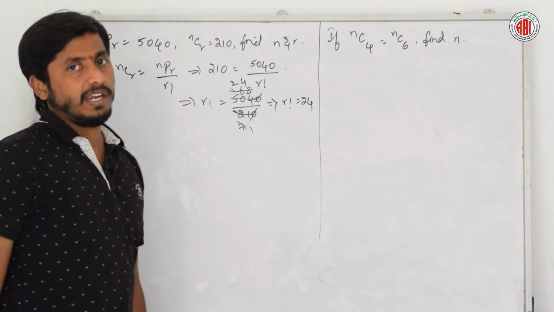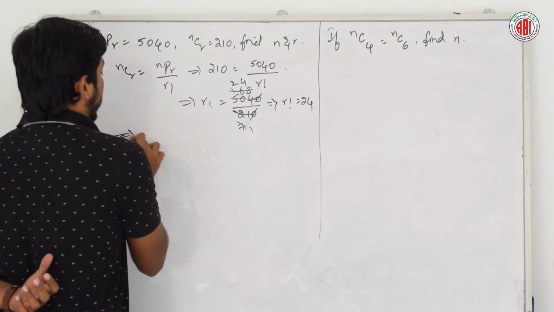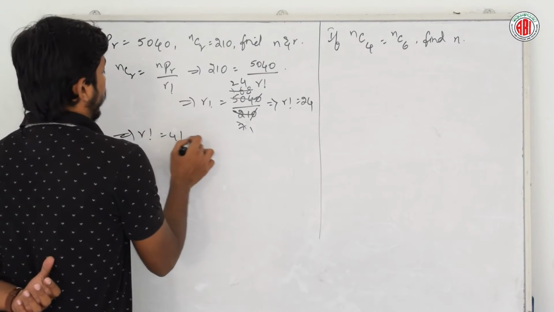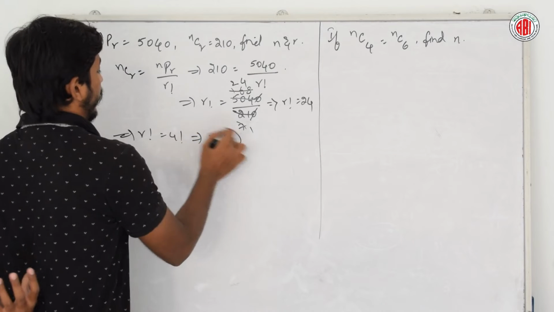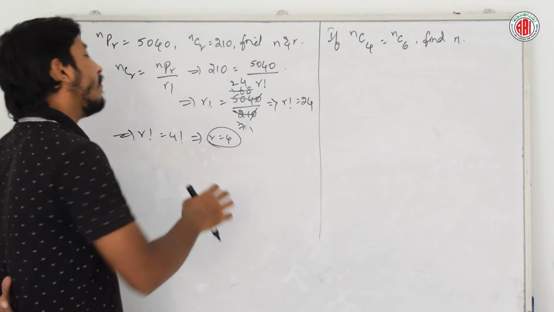Whose factorial is 24? Just tell me. r factorial is nothing but 4 factorial. I can write r is equal to 4. Isn't it? 4 3s are 12, 12 2s are 24. Right? We got the value of r.